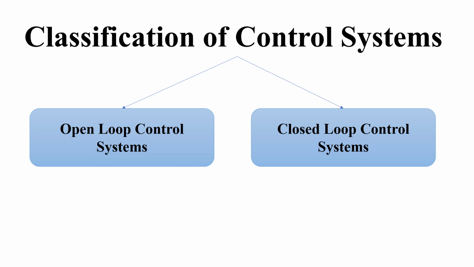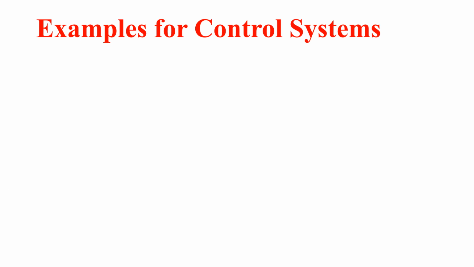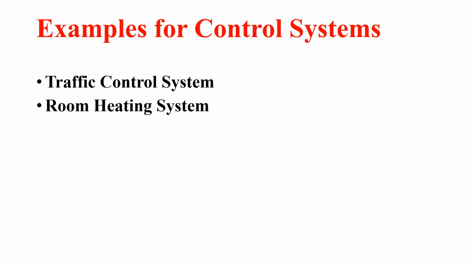Before we actually consider the definition of open loop control systems and closed loop control systems, what we shall do is we shall consider real life examples and we'll try to understand the control systems out of those things. Let us consider examples of control systems. First example could be traffic control system, and then we have room heating system, and lastly we'll consider washing machine. Let us first consider example number one, that is traffic control system.